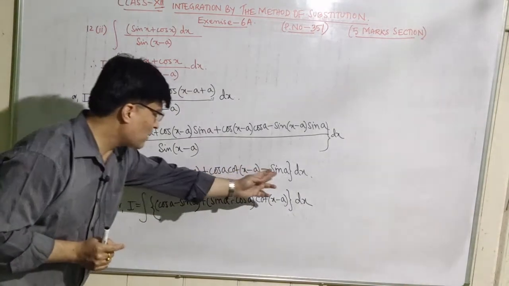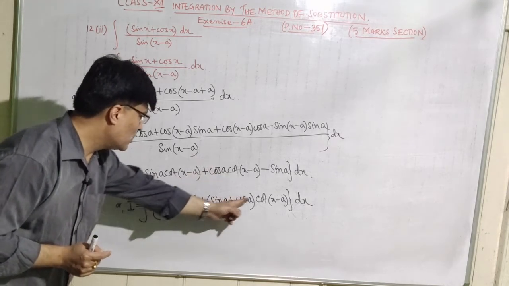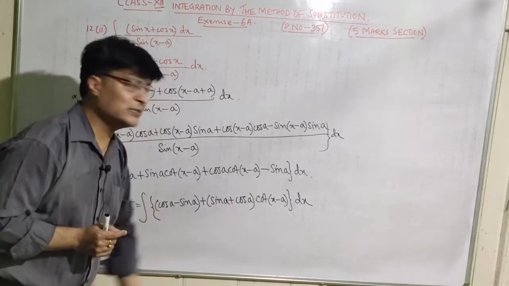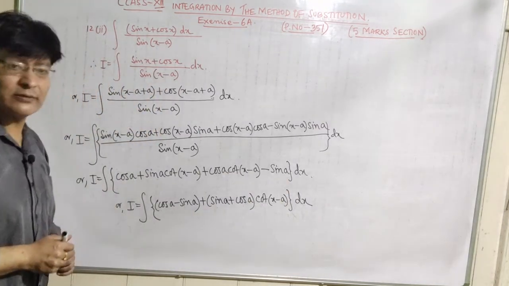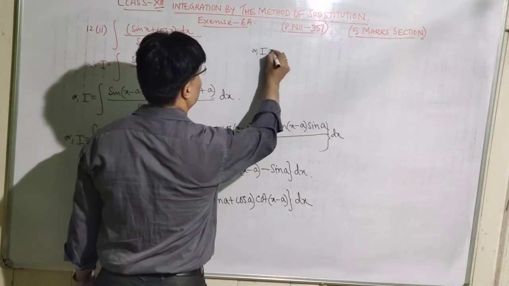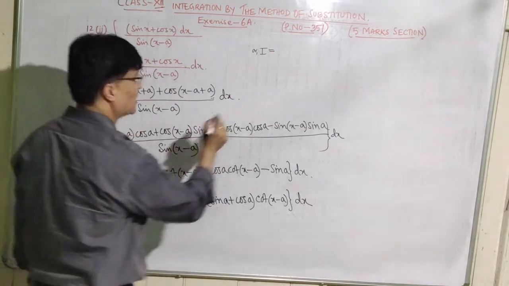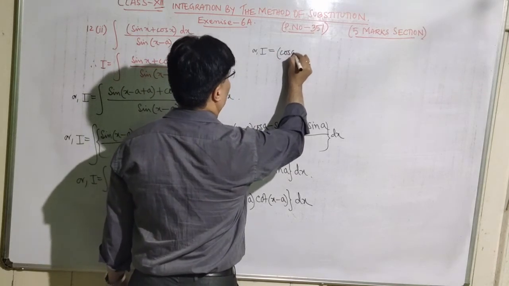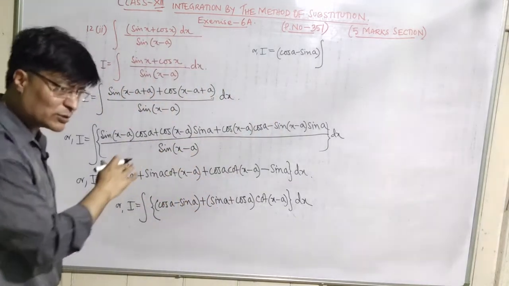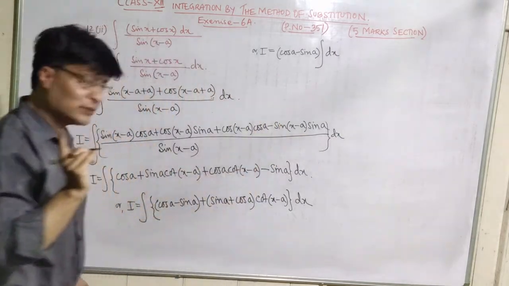So this is cos A minus sine A kept here. Plus, from the second and third terms, what is common? Cot of x minus A is common. So within the bracket we have sine A plus cos A, and this is dx. Is that understood now? So now we can easily integrate them. Now I is equal to, let us separate the term. Cos A minus sine A is constant. It is taken outside the integral sign, then integral sign dx. Is that understood?